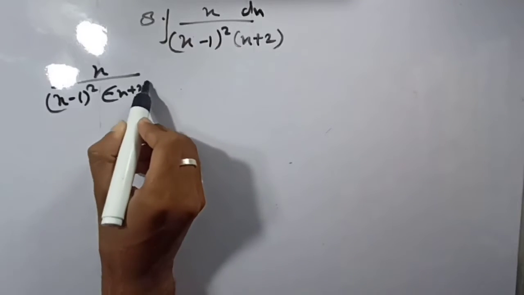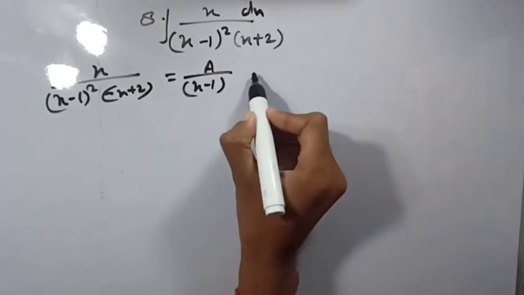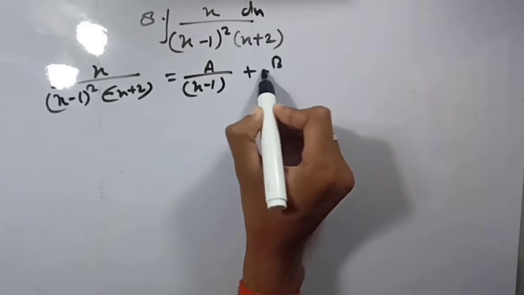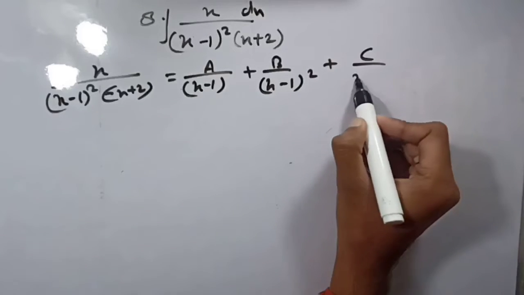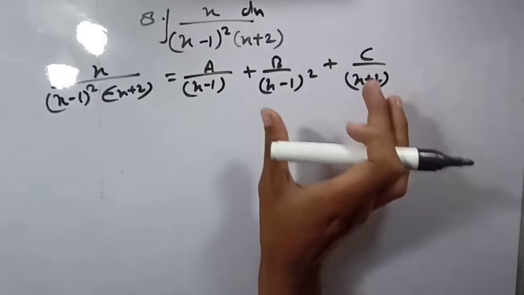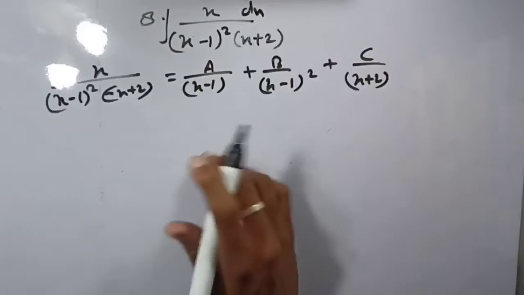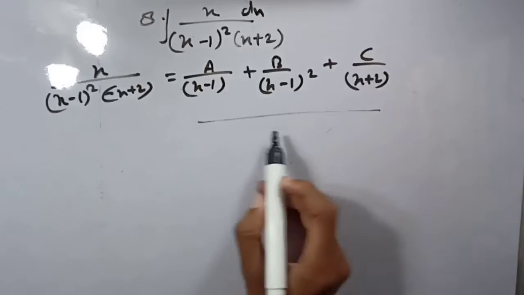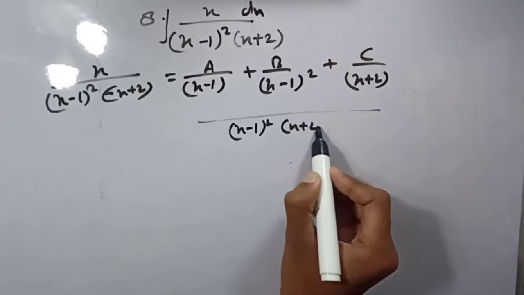And x plus 2. So it is coming out as a upon x minus 1 plus b upon x minus 1 of whole square plus c by x plus 2. This is the partial fractions you can see on the NCERT book or everywhere, it is mentioned here. So what we can do, we can simply take the LCM of these equations. So we are taking LCM, x minus 1 whole square and x plus 2 is coming out.